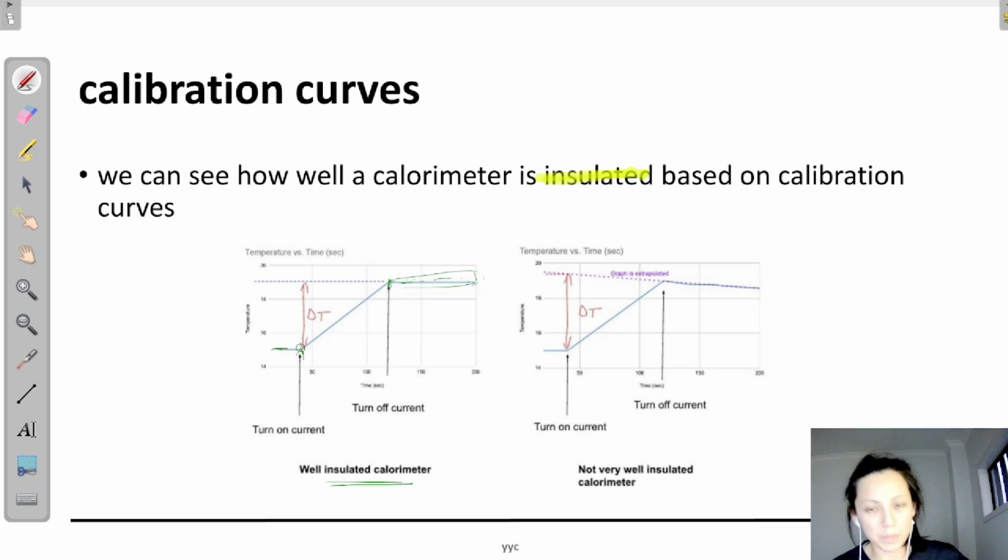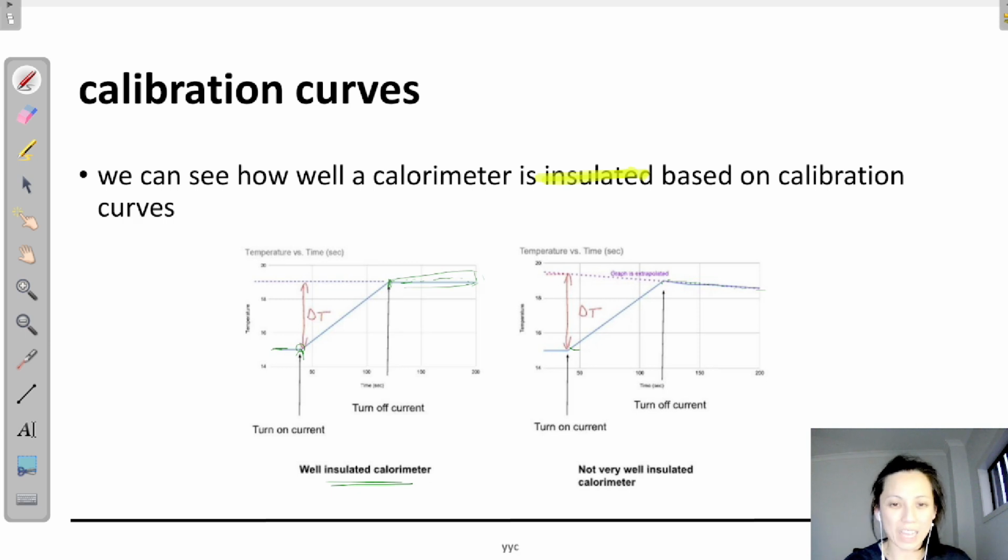That means that you've got a really well insulated calorimeter because you're not losing energy. You can imagine on the flip side, for a not so well insulated calorimeter, you turn it on, turn it off, but then as soon as you turn it off, it almost starts to just decrease in temperature. Why? Because it almost leaks energy out of the calorimeter, so it's not very well insulated.